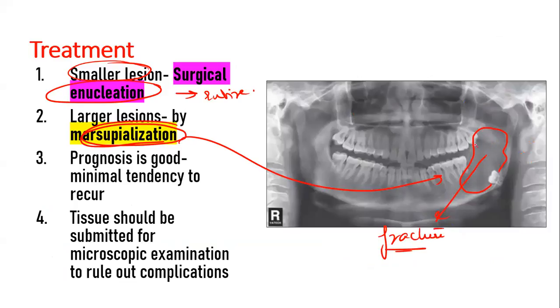Right? So what we do is marsupialization. We create a window, drain out the cystic contents, pack it with gauze, allow it to keep draining out, and then enucleate the cystic lining, which becomes small, in toto, right? So enucleation and marsupialization, it has minimal tendency to recur, so the recurrence is rare.